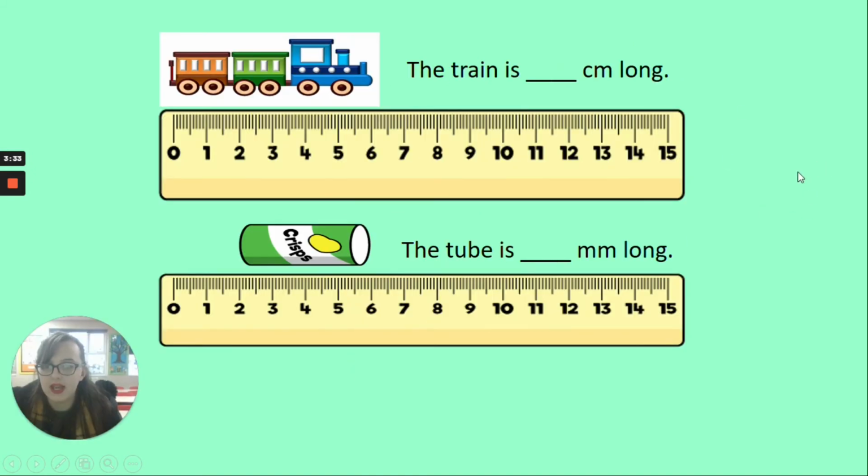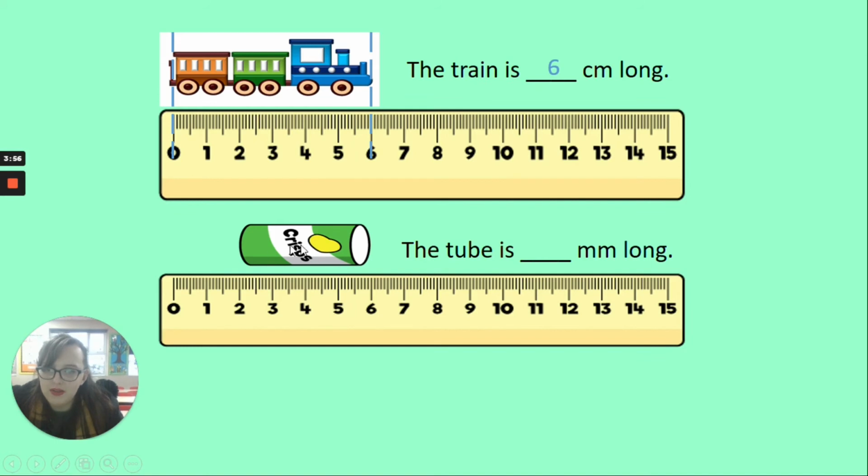Okay, here I've got some different objects and I've got my rulers which go up in centimetres. First of all, I've got my train here. Now I like this one because my train is lined up with the 0 on my ruler, so I'm ready to measure. And if I go to the very edge of my train, I can see it's about 6 centimetres, so I can answer this without too much difficulty. The train is 6 centimetres long.